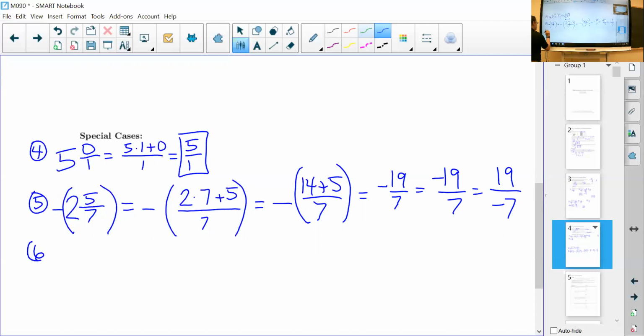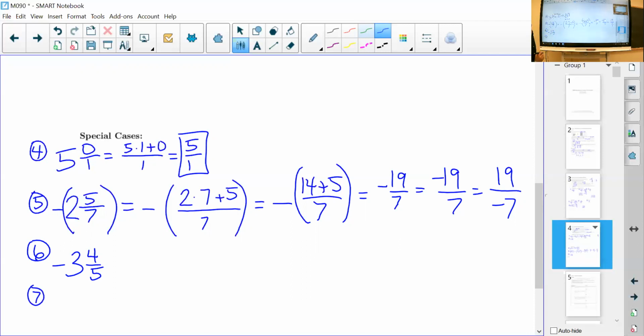Let's give you a moment to do example 6, negative 3 and 4/5. Make sure you write the parentheses in. Go ahead and figure that one out. Either pause it or write it down, save it for later.